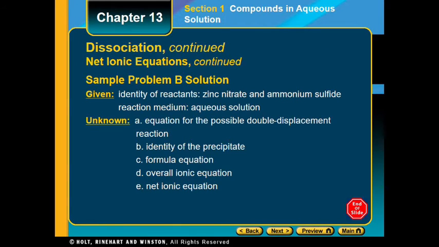So before we get to the real sample problem of B, I've kind of skipped ahead a little bit, but here are the things that we have to think about. You're going to write your equation for your double replacement reaction. You'll identify what the precipitate is in the double replacement reaction. This is what would be considered to be insoluble. You'll write your formula equation, your overall ionic equation, and then your net ionic equation. So we will go through all steps of that right now.